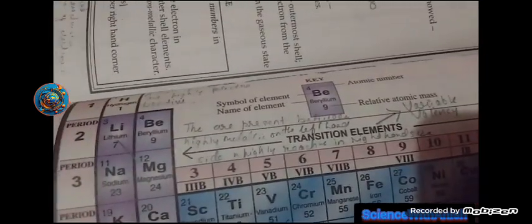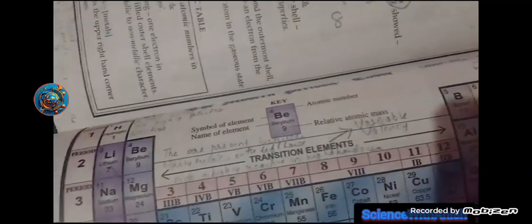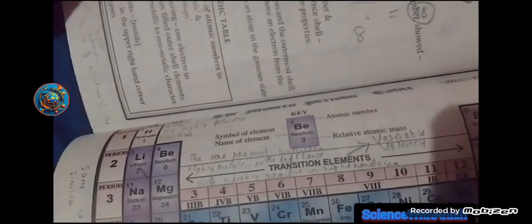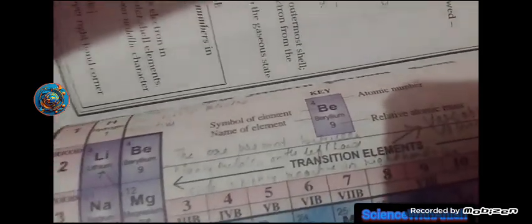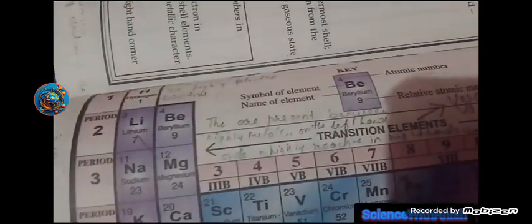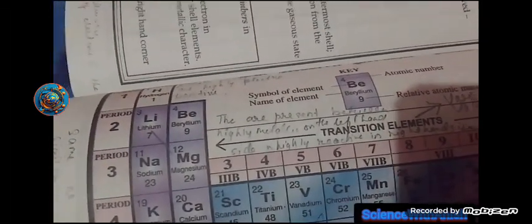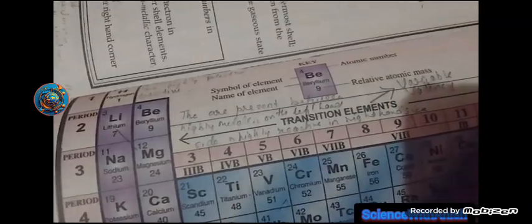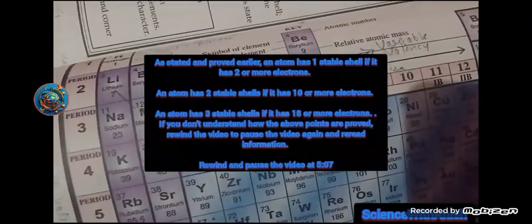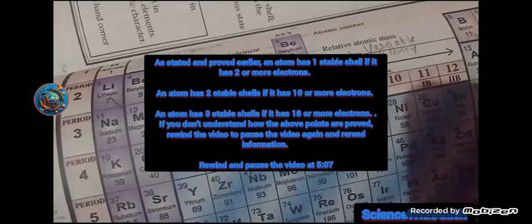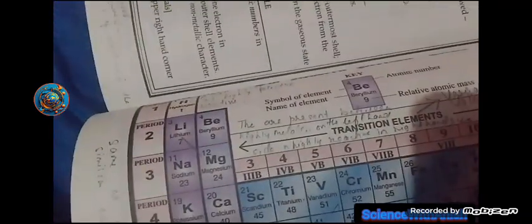Another example, in group 2, beryllium has atomic number 4, so it has 2 stable electrons and 2 extra electrons because the second shell has 8. So beryllium will donate 2 electrons to become stable. Magnesium has 10 stable electrons and 2 extra electrons, so it will donate 2 electrons to become stable. Calcium has 18 stable electrons and 2 extra electrons, so it will donate 2 electrons to become stable. And like that it continues onwards.